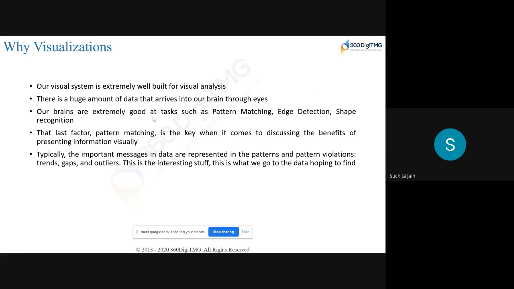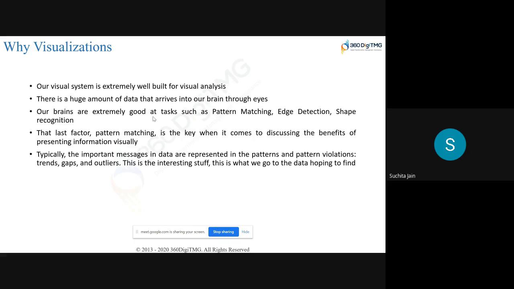Now, why do we need visualization? As humans, our visual system is extremely well built for visual analysis. Again, if you see an Excel sheet with rows and columns of data, you will get overwhelmed. Okay, what is this? I don't understand. But when the same information is shown in a pie chart or a graph, we can come to a conclusion very easily. We can see this is the percentage of coffee consumed in north, this is the percentage in south, and this is the percentage in east and west regions. And then it could be further bifurcated by cities, regions, and everything. That is the segmentation part.